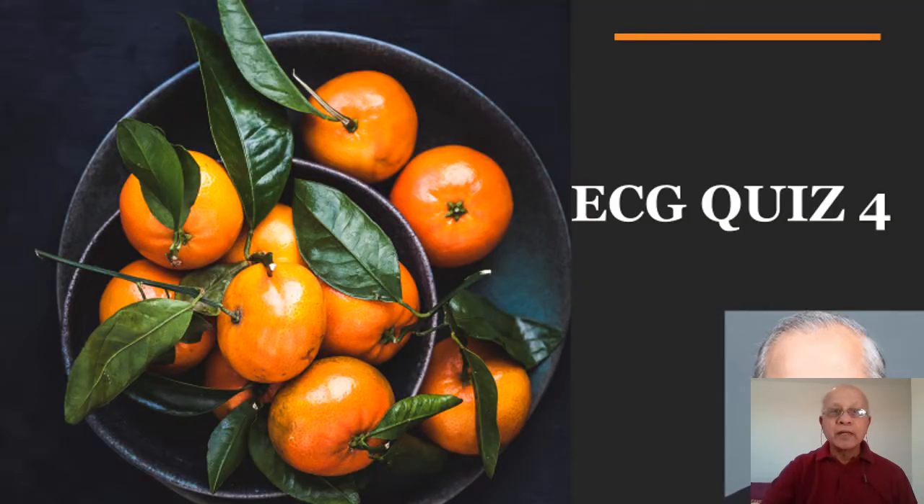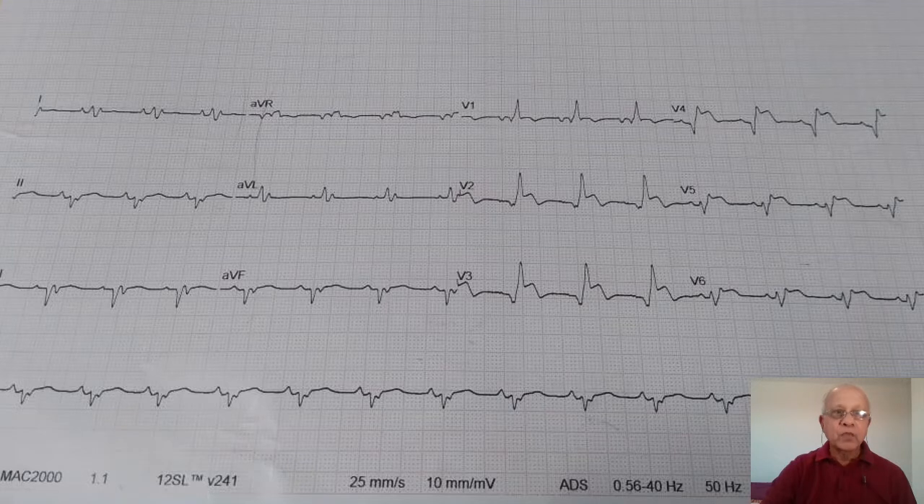Now today I have lined up 3 ECGs for you, 2 12-lead and 1 arrhythmia. So be ready with your pen and paper and answer the questions which I ask.